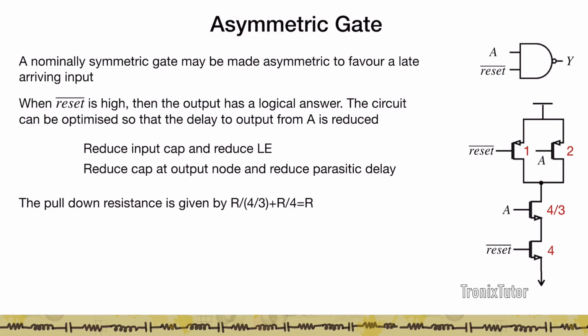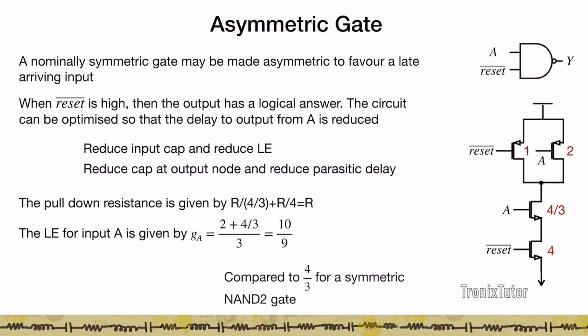The second thing we do is, because we don't care about reset bar, or rather we are okay if reset bar is a slow input, we also reduce the pull-up size of the reset bar. By doing that, the net parasitic capacitance at this node is also reduced. So we get the logical effort for input A to be (2 plus 4 by 3) divided by 3, which works out to 10 by 9. Remember, the logical effort for a NAND2 gate that was sized symmetrically is 4 by 3. So here you have a logical effort that is much less than 4 by 3; it's close to 1. You also have the parasitic delay reduced at this input.